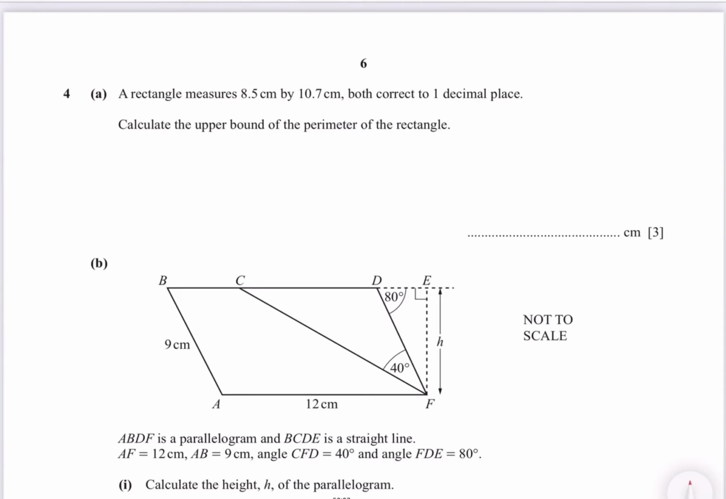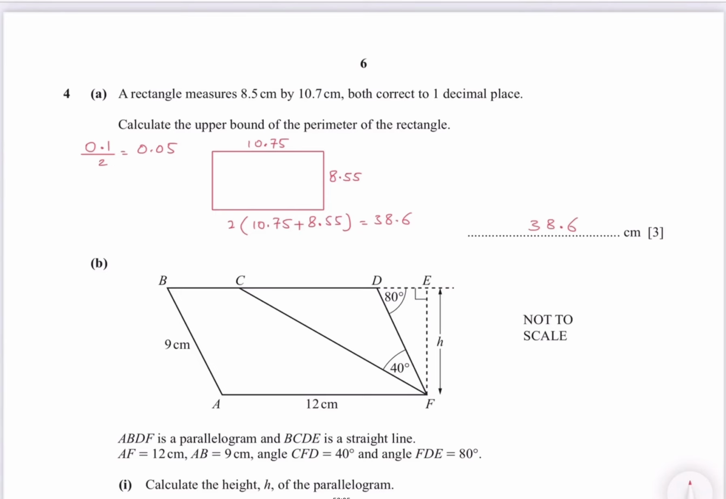Question number 4. A rectangle measures 8.5 cm by 10.7 cm, both correct to 1 dp. Calculate the upper bound of the perimeter of the rectangle. So correct to 1 dp means 0.05 you have to add or subtract. So 10.75 and the width 8.55. Now perimeter is 2 times 10.75 plus 8.55, so this is 38.6 centimeter.